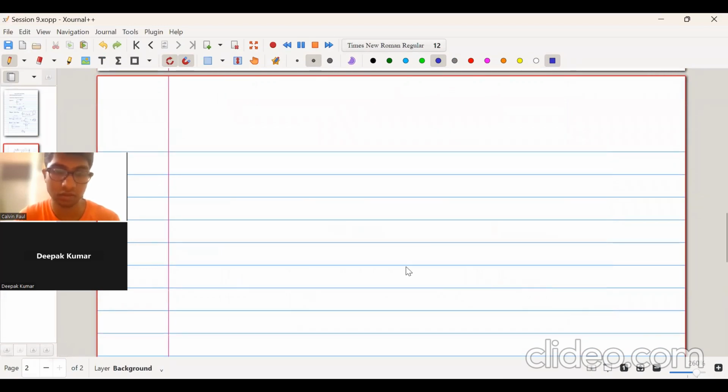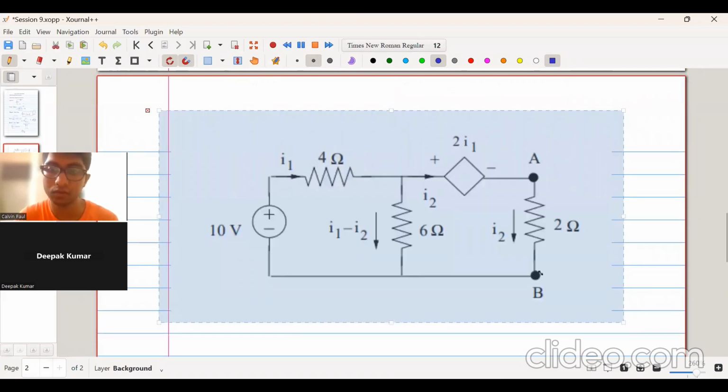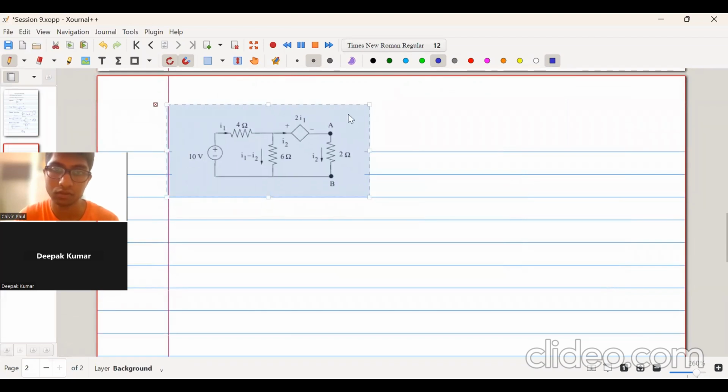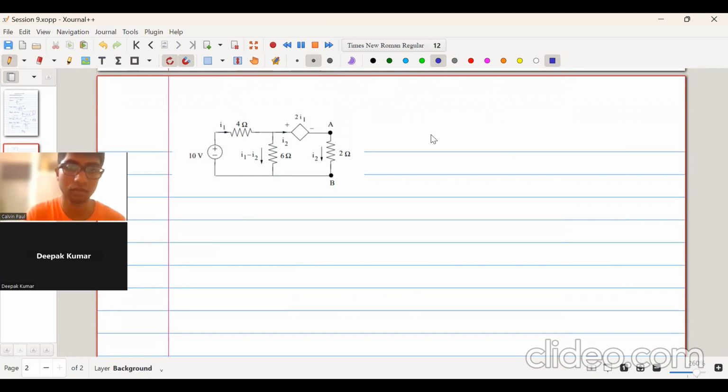Now, which screen is visible now? Sir, this circuit you are pasting here. Okay. Yeah, so that is visible. So now we have the circuit given over here. Now we will try to solve this circuit. Okay.